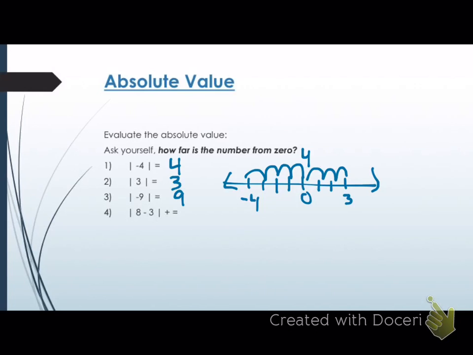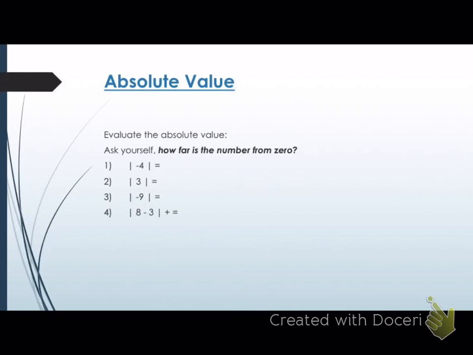And this last one is a little bit more difficult. You need to treat it like it's parentheses, so you need to do the actual operation first. 8 minus 3 is 5, so we need to find the absolute value of 5, which is simply 5. We did that one before. All right, let's move on.